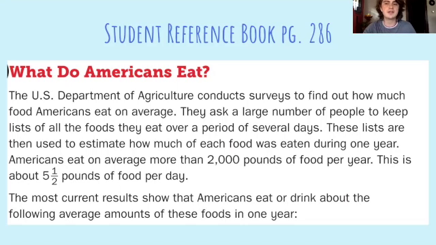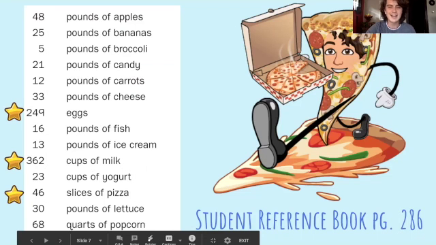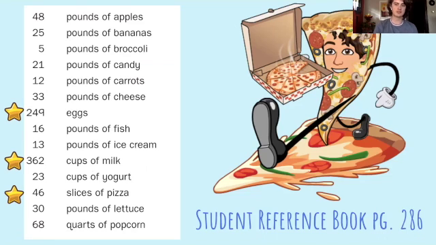And then the last part of this, if you didn't already read it, is below on the second half of the page. The most current results show that Americans eat or drink about the following average amounts of these foods in 1 year. So we've got different amounts of food and different types of quantities. So let's look at that.